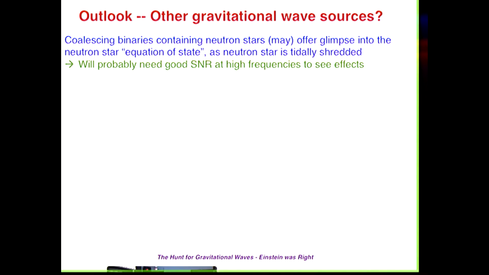I've talked so far about binary black hole mergers. We also want to find binaries that contain neutron stars. It could either be two neutron stars inspiraling with each other, as I talked about last week, or a neutron star in orbit around a black hole. We think that could also happen.